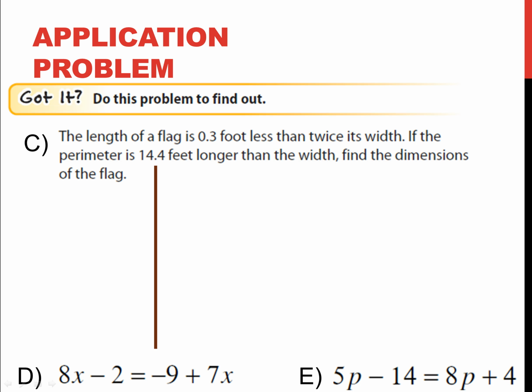All right, let's keep on going and take a look at this amazing application problem. Okay, so the length of a flag is 3/10 of a foot less than twice its width. If the perimeter is 14.4 feet longer than the width, find the dimensions of the flag.